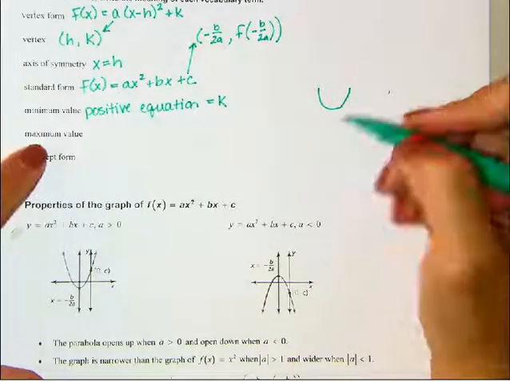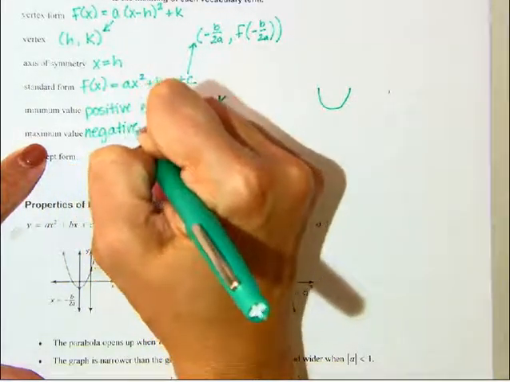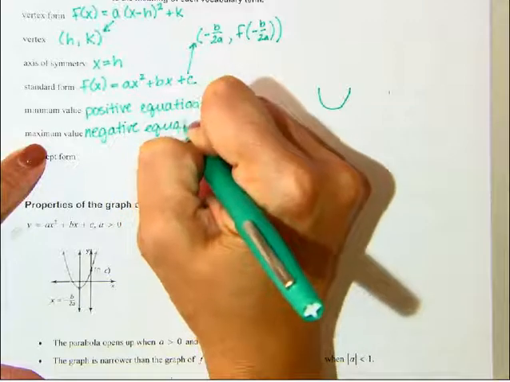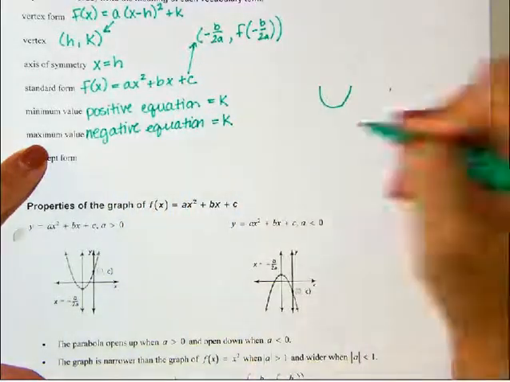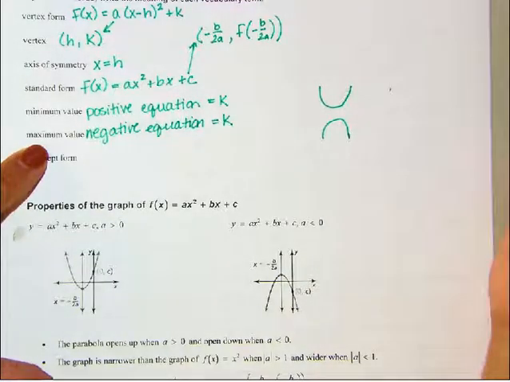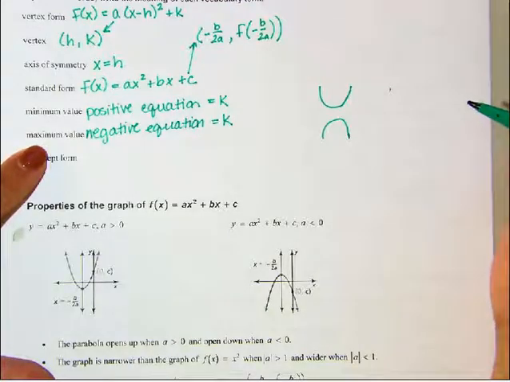We know a maximum is when it is a negative equation, and it will be that y value, which is k, because it looks like an upside down U. The vertex is now at the top, so it has a maximum.